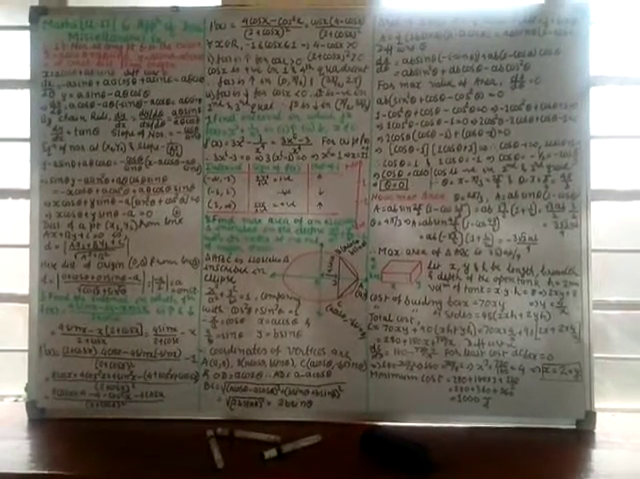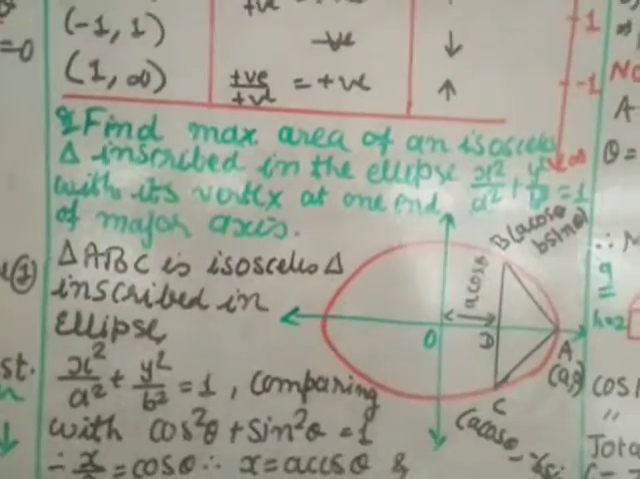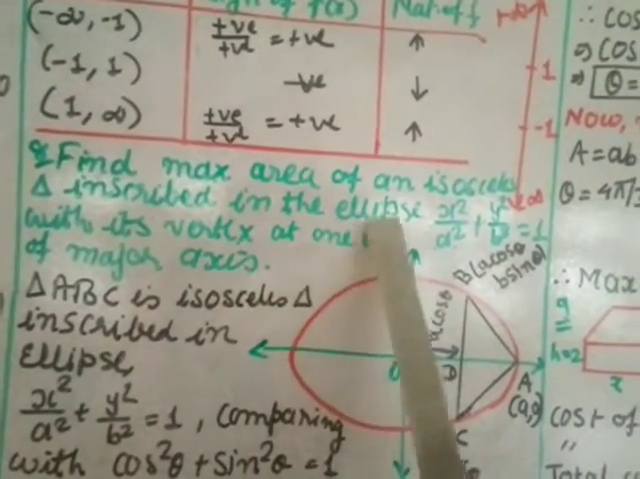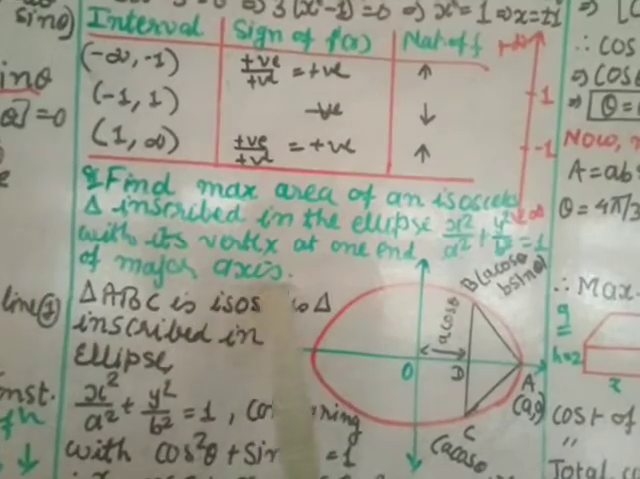Mathematics class 12 chapter 6 application of derivatives. Miscellaneous exercise on chapter 6. Question number 8. Find maximum area of an isosceles triangle inscribed in the ellipse x square by a square plus y square by b square is equal to 1 with its vertex at one end of major axis.